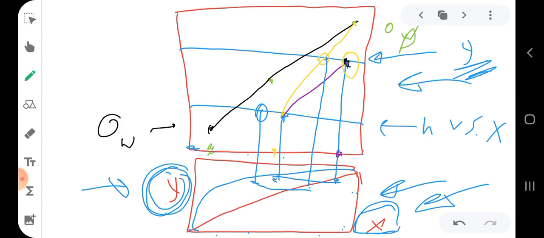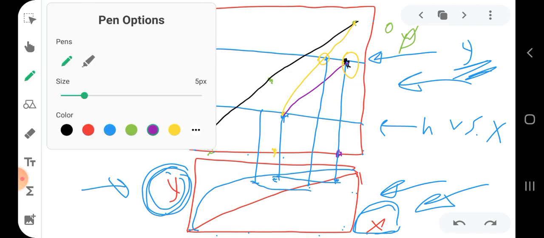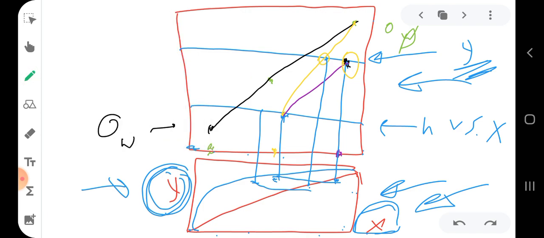Then I connect these 2 points again, this point and this point, my starting point and my end point. Okay, so I connect them again. Let me draw it again in the purple color. Okay, so that's it. So this is the second tie line.